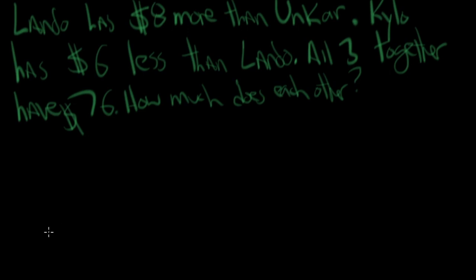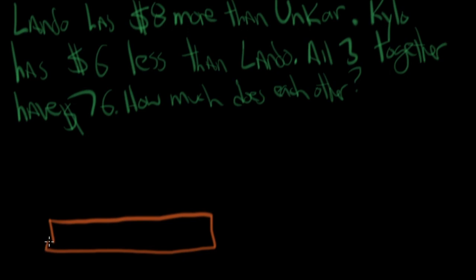So I'm just going to put down maybe Kylo here. Oops. That looks bad. So Kylo's going to be here. And you know what? Using pencil is really important for this one because you're going to be erasing bars quite a bit. So we know that he's going to have the most. And then who is going to have the second most? Can you tell? Well, Lando has $8 more than Unkar, so Lando is going to have a bigger bar than Unkar.